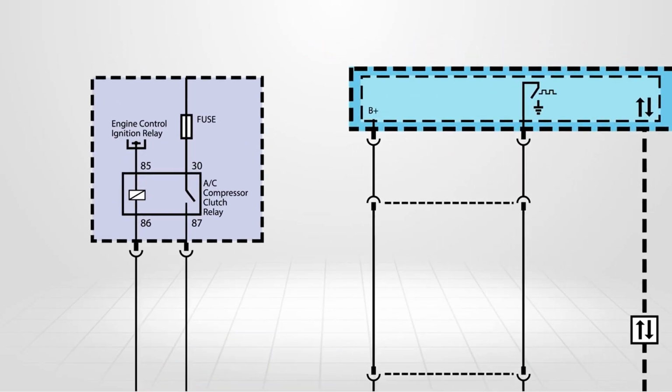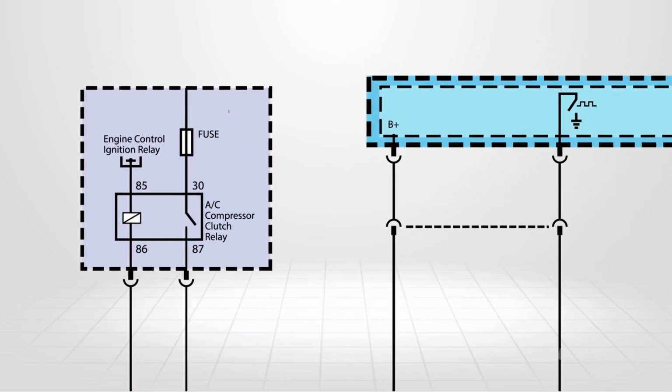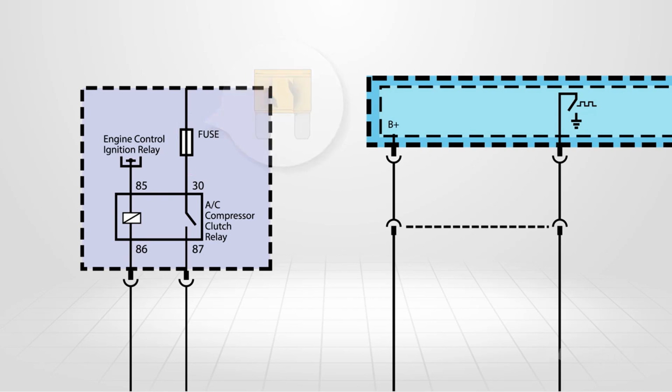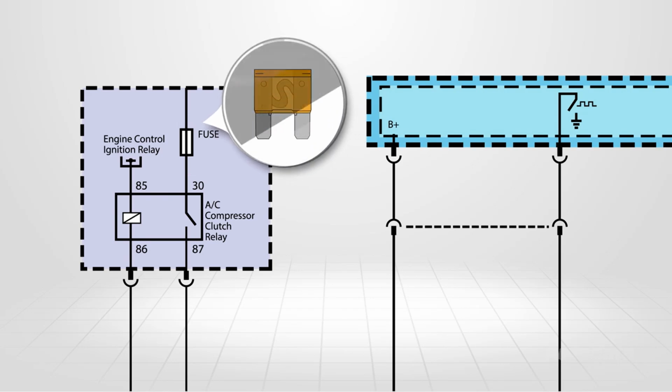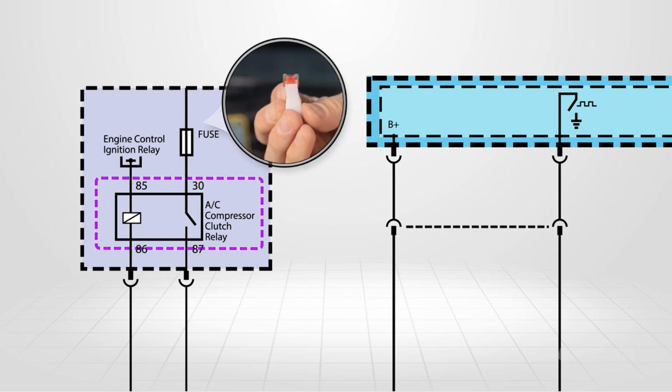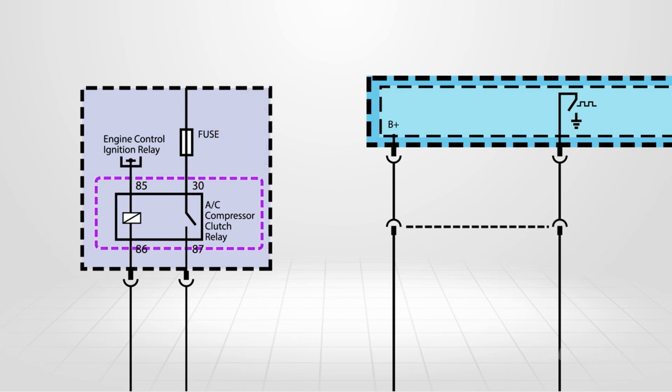Check for power at the voltage supply fuse and make sure there's no open. If the fuse was blown, we would need to find the excess current draw. As soon as we know the circuit fuse is in a serviceable condition, we will need to move down the line and check the relay to make sure the control and load circuits are intact.